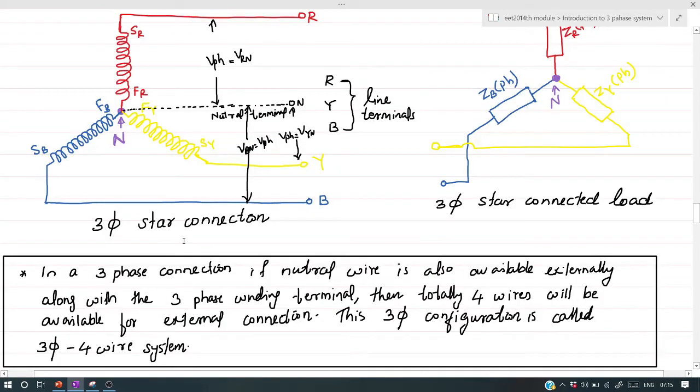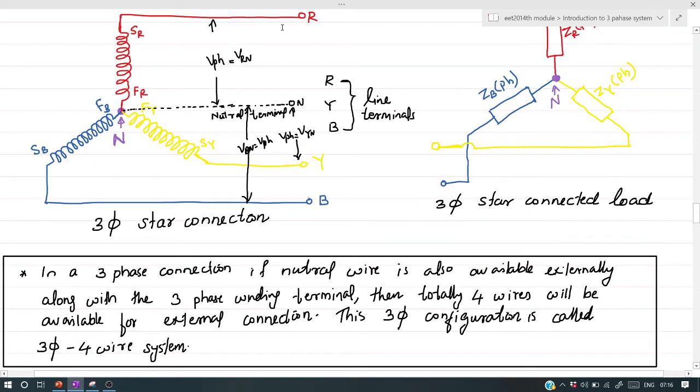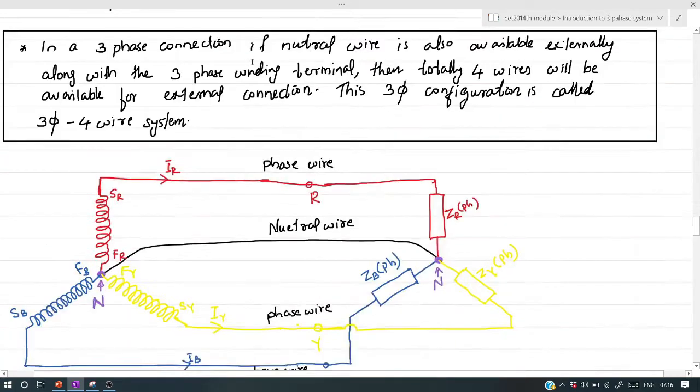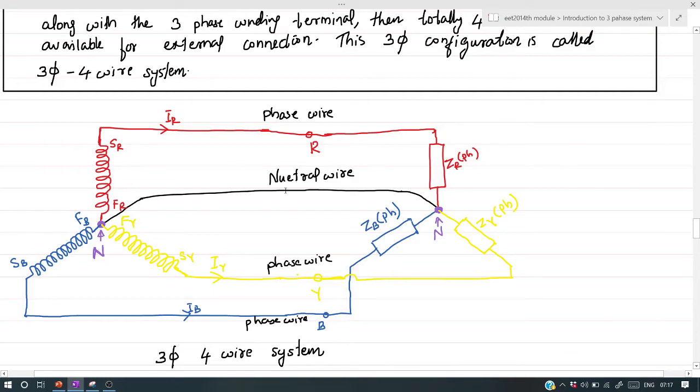In a three-phase star-connected system, if neutral wire is also available externally along with three-phase winding terminals R, Y, B, then totally 4 wires will be available for external connection, that is R, neutral, Y and B. This three-phase configuration is called three-phase 4-wire system. If neutral wire is not available externally, then totally only 3 wires will be available for external connection. Then that configuration is termed as three-phase 3-wire system. So this is the schematic representation of three-phase 4-wire system. This neutral wire is connected to the neutral point of this star connected load like this.